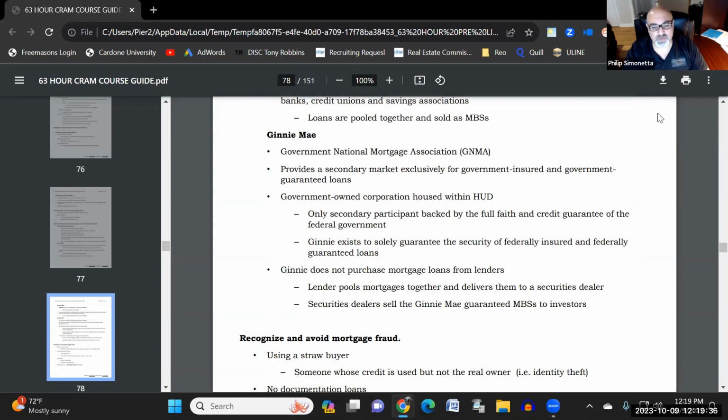Now, they're the only secondary market participant backed by the full faith and credit guarantee of the United States federal government. Ginnie exists solely to guarantee the security of federally insured and federally guaranteed loans. All it does is guarantee them. It does not purchase mortgage loans from lenders. So the lenders pool the mortgages together and deliver them to a securities dealer. Securities dealers sell the Ginnie Mae guaranteed mortgage-backed securities to the investors.